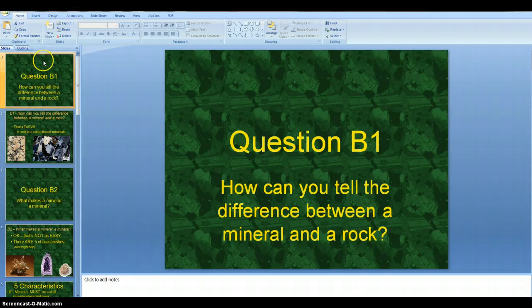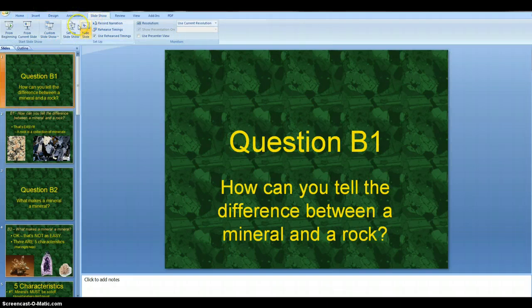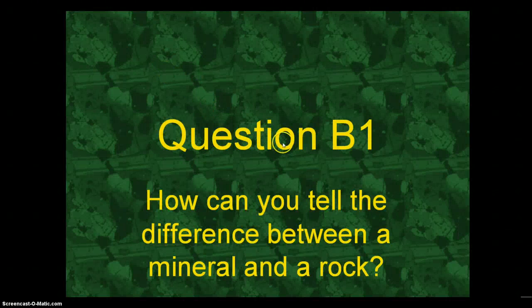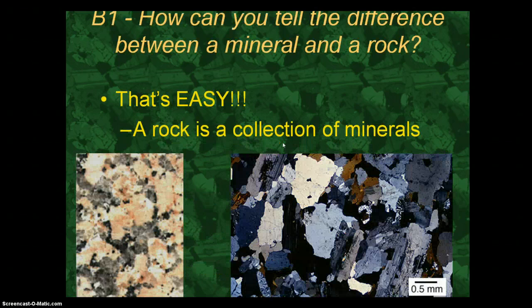So I'm going to go ahead and show you the slideshow that we were doing in class and take you through there. So we have question B1, how can you tell the difference between a rock and a mineral? And if you recall, we looked at several different samples and came to the realization that a rock is a collection of minerals. And that's really the simplest, most straightforward definition. You can see the picture on the left here, a close-up of a piece of granite. And you can see some feldspar, some quartz, and maybe even some biotite mixed in there.